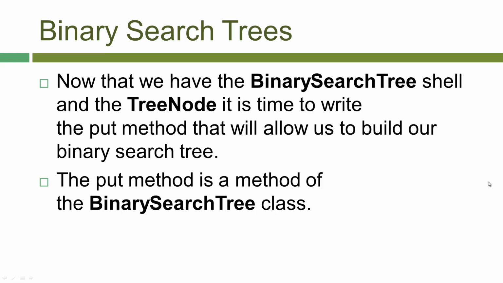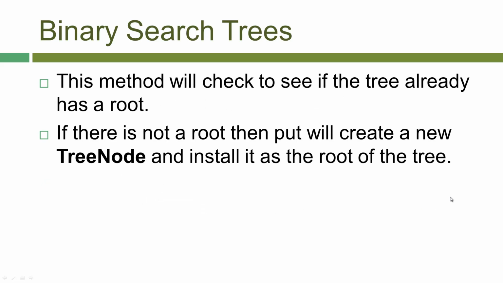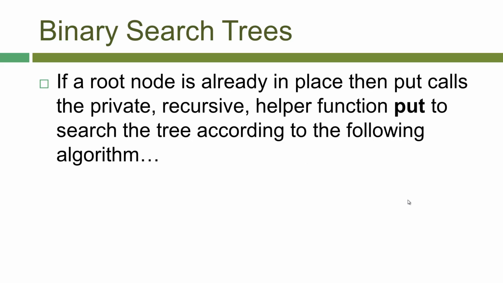Okay. Now that we have that binary search tree shell and that TreeNode class, it's time to write the put method that will allow us to build our binary search tree. The put method is just a method of that binary search tree class. Again, you can refer to the Jupyter Notebook, but we'll also have screenshots of some of the code methods here. This put method will check to see if the tree already has a root. If there's not a root in place, then we just put the new TreeNode and install it as the root of the tree. If a root node is already in place, then put calls the private recursive helper function _put to search the tree according to the following algorithm.